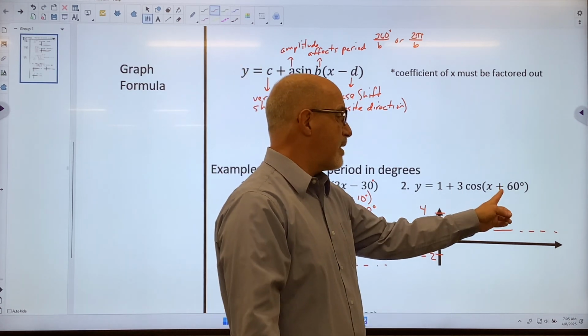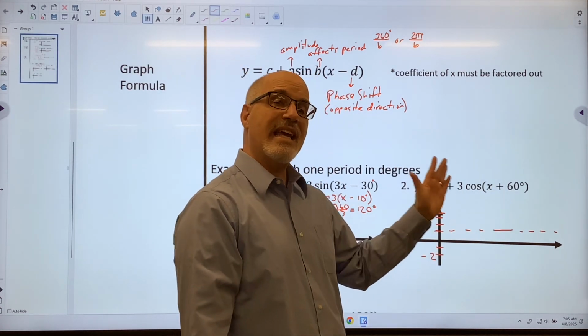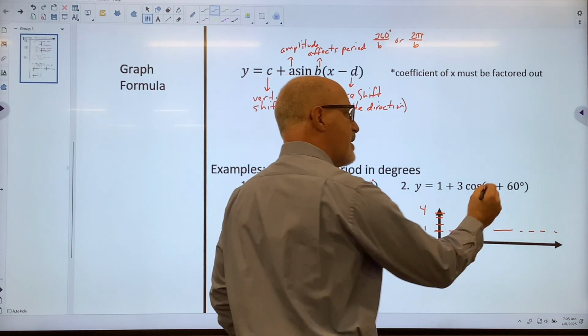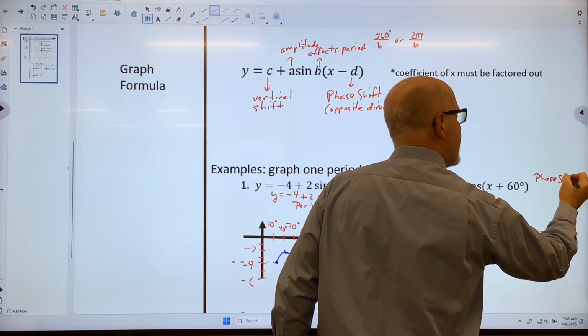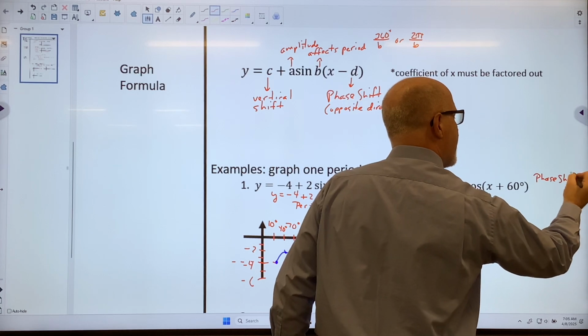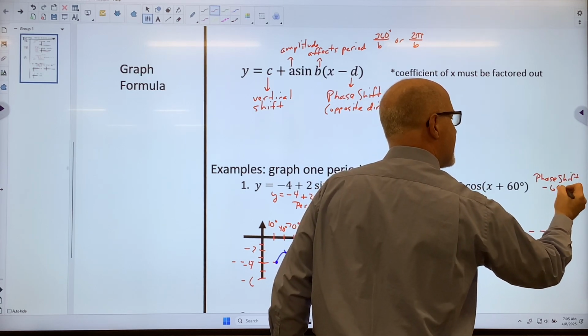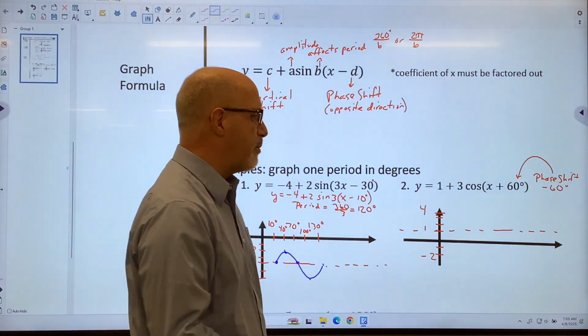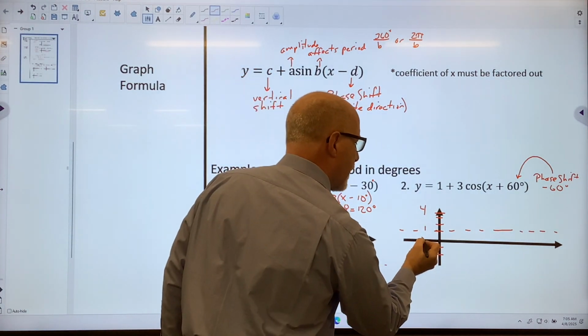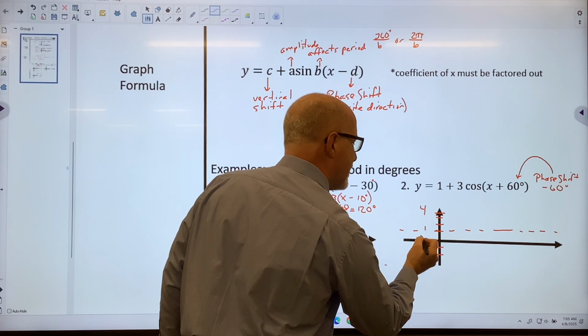Now this x plus 60 means I'm going to start at -60, the phase shift. I'll actually use that phrase here just so we see what this means. The phase shift is -60 degrees. I'll put that right here because it's the opposite of what that number is. So here, I'm going to start out here at -60 degrees.